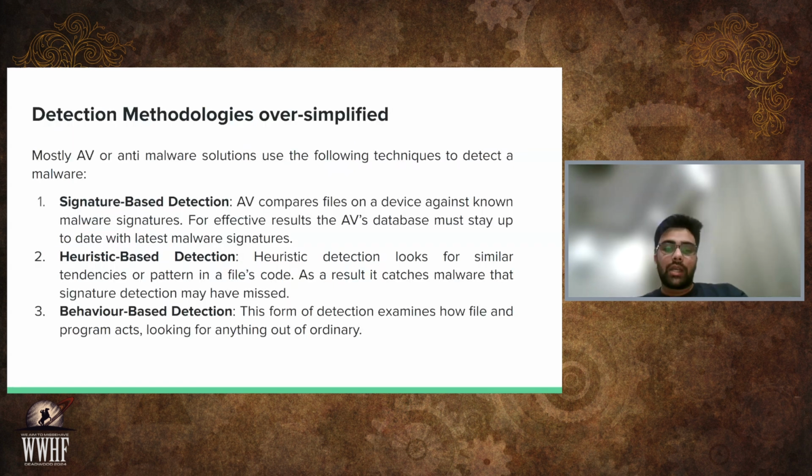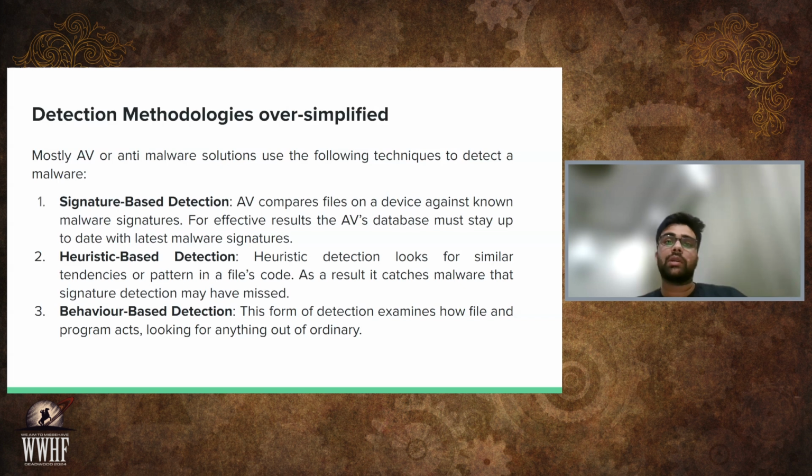Most AV and EDR solutions generally implement three major types of detection techniques. First is the signature-based detection technique. AV compares files that are present on the system against known malware signatures. For this detection technique to work, the AV database must stay up to date with the latest malware signatures at all times.